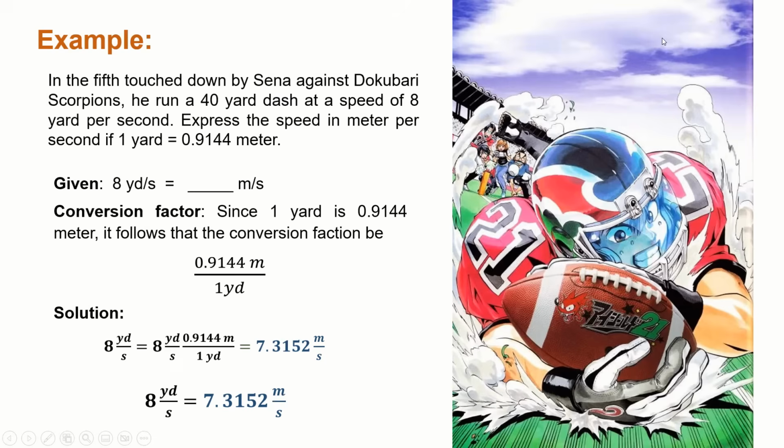So, here are other examples. Nakita nyo na siya dun sa module natin. So, this is a word problem. In the 5th touchdown by Senna against Tocobari Scorpions, he ran a 40-yard dash at a speed of 8 yard per second. So, express the speed in meter per second if 1 yard is equal to 0.9144 meter. So, in some of the problems, given na yung unit equivalence. Pero in other problems, you can just refer to the conversion factor table.